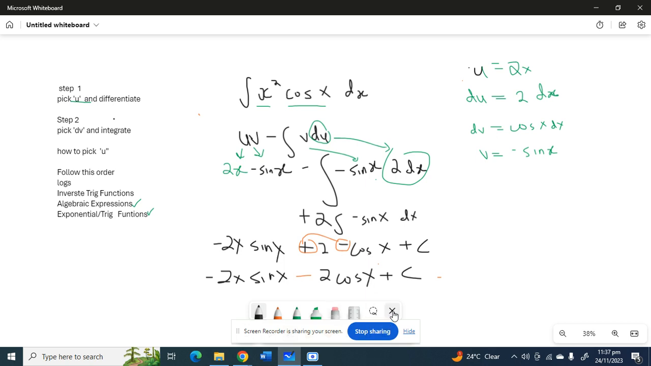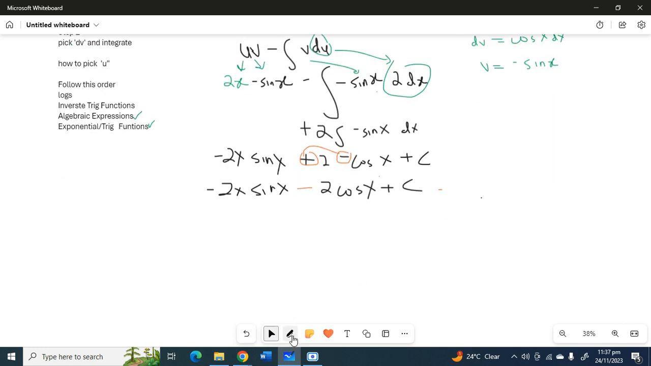All right, we go to our next question. We have to integrate x squared, the natural log of x, dx. So we look at what type of functions we have here. We have an algebraic function and we have the natural log.